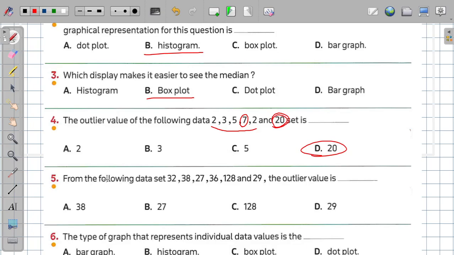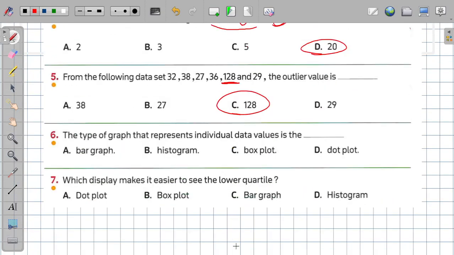Next, from the following data set, we have 32, 38, 27, 36, 128, and 29. The outlier value is what? I think 128 is very far away and very big compared to the biggest number here, 38. So I think the outlier is 128.